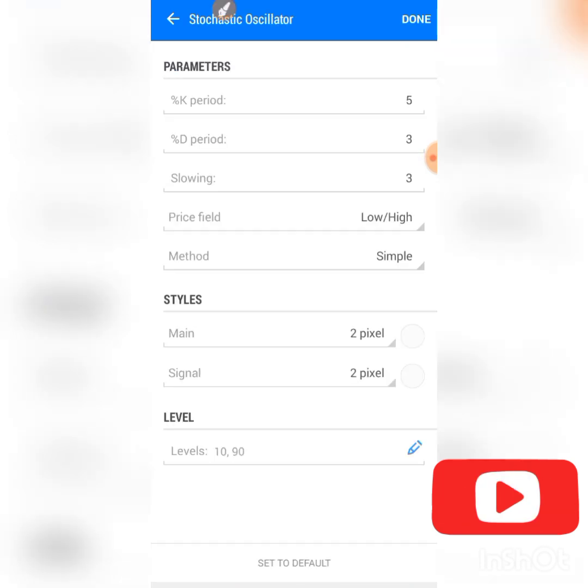So for the stochastic, when you click on it, we are getting the K period to be 5. The D period is 3. The slowing is 3. Then the price field is low, high. Then the method is simple. For the styles, the colors, you leave it blank. If your screen is white, you make them white. If it is dark, then you make it black so that it won't be visible.